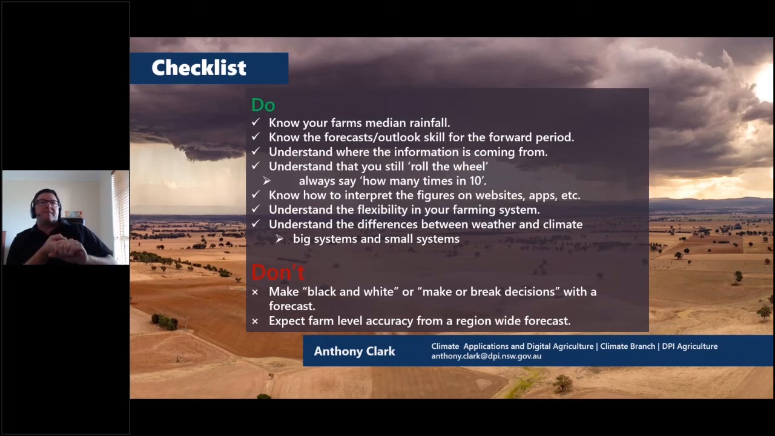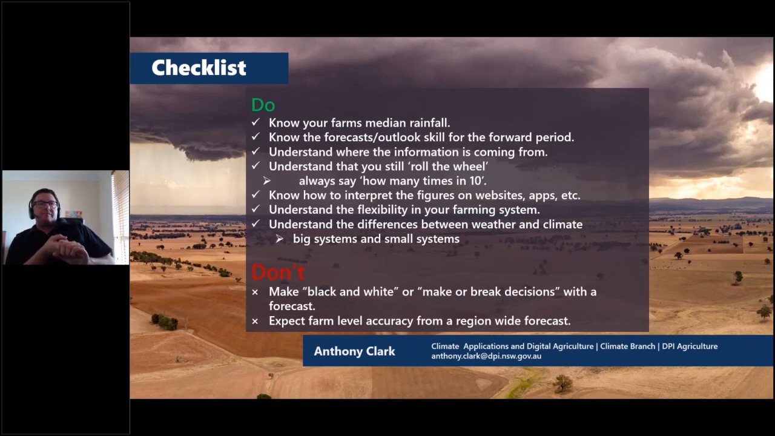Yeah, and understand the differences between weather and climate. Sometimes we find people get a bit confused. Understand that the weather prediction systems are quite different to the climate prediction systems. Understand that the climate outlooks are really about the very big systems, longer periods of time, whereas the weather outlooks are about much smaller systems, what's happening locally.